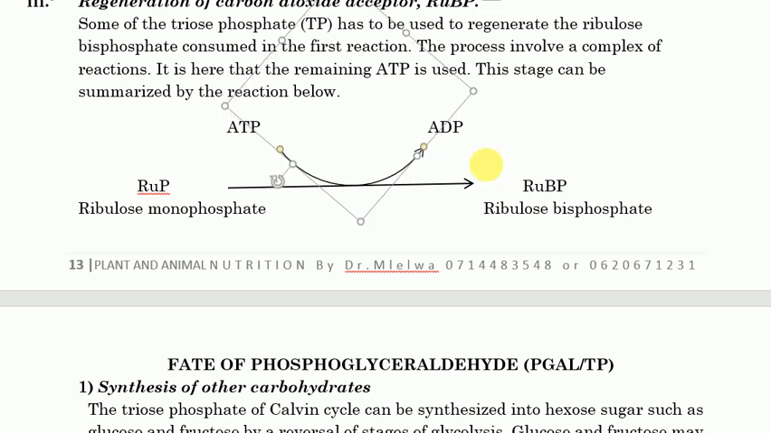Okay, so the reaction looks like this. Here we have ATP, and then here we have ADP. The phosphate group is used to convert the ribose monophosphate into ribose bisphosphate. Monophosphate means it has only one phosphate, and here it has two phosphates.